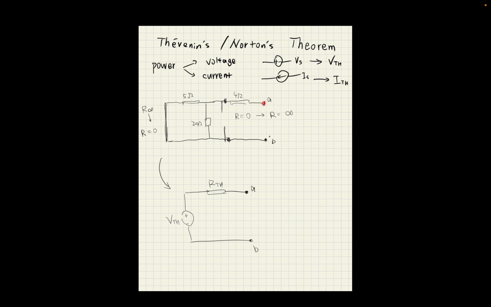And after we've done that, between A and B is the RTH, which is apparently 5 ohm in parallel with 20 ohm and plus another 4 ohm. You can get that really quickly, I believe. So yeah, that is the Thevenin's theorem. Two things: calculate VTH, calculate RTH.